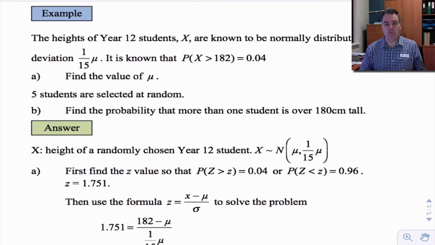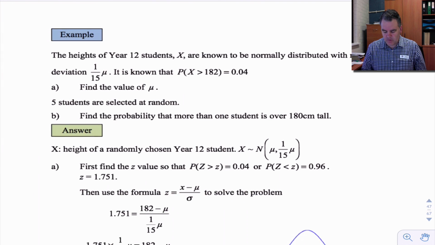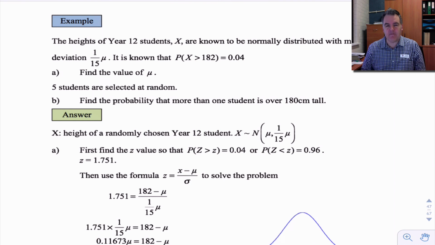In this example here we've got the heights of year 12 students, mean mu, so we don't know the mean, and standard deviation 1/15 of the mean. So this is a different way of giving the standard deviation. We know that the probability somebody is over 182 centimeters tall is 0.04. So the way that could be said is 4% of people are over 182 centimeters tall. So we want to find the value of the mean.